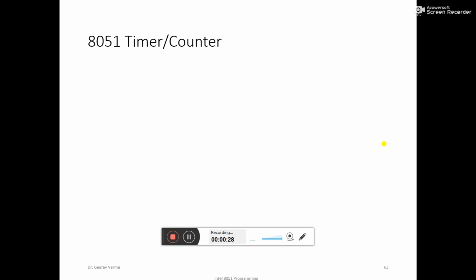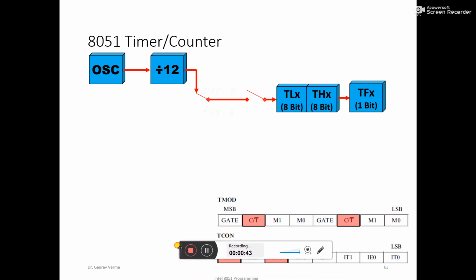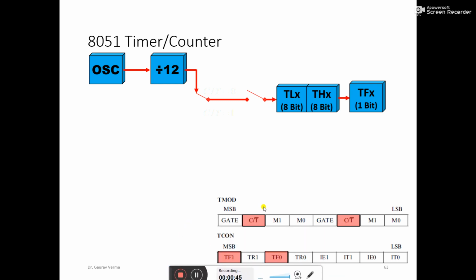There are two 8051 timers, and this is how it works. There is a TMOD register where the MSB and LSB are shown, and a TCON register where the MSB and LSB are shown, and there are some control bits which are important here. There is a counter and a timer. Counter works on the external pulses and timer works on the internal pulses.